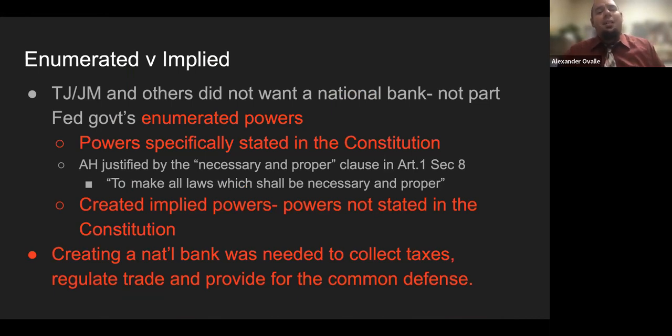So Thomas Jefferson and James Madison and others did not want a national bank. It was not a part of the federal government's enumerated powers, meaning powers specifically stated in the Constitution. That's going to be a test question, so you should star that. Enumerated powers. So because it's not written in the Constitution verbatim to create a national bank, Congress cannot, the federal government cannot create a national bank.